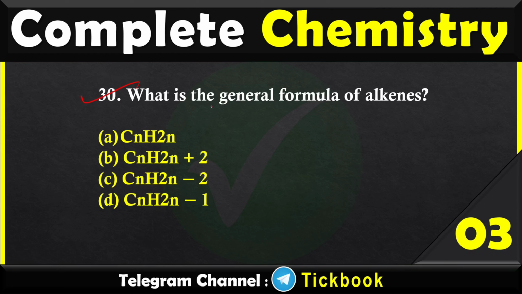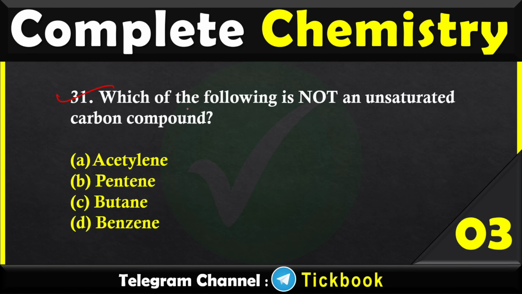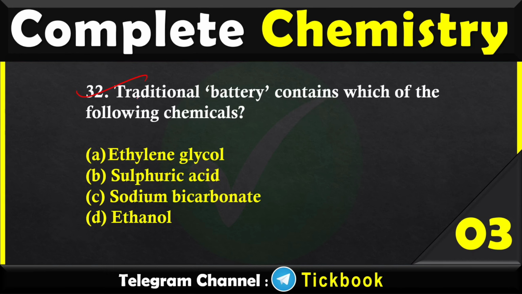Question number 30. What is the general formula of alkenes? Option number A is the right answer, CnH2n. 31. Which of the following is not an unsaturated carbon compound? Option C is the right answer, butane. 32. Traditional battery contains which of the following chemicals? Option number B, sulfuric acid.